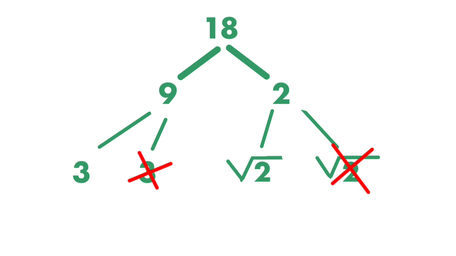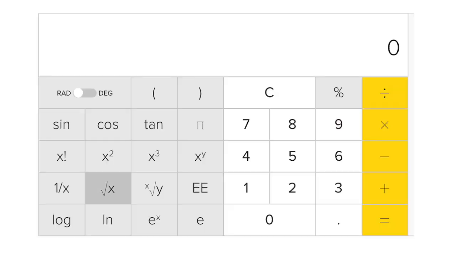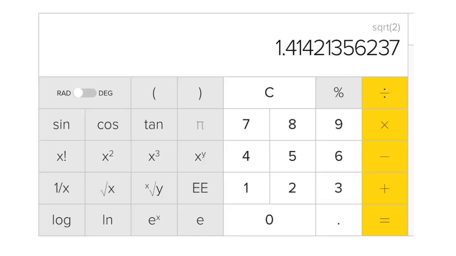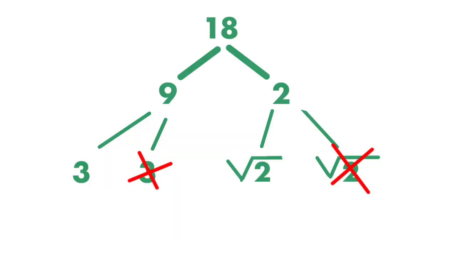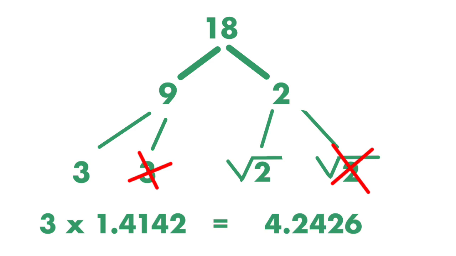If you want to impress the teacher, do the calculation. The square root of 2 is this irrational number. For our purposes, let's call it 1.4142. That times 3 is 4.2426. Now let's check our work.